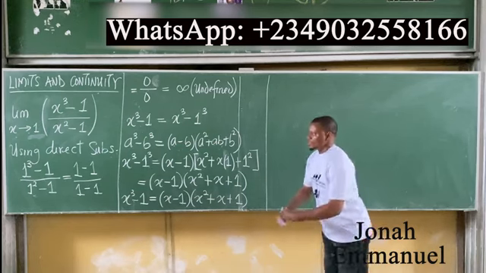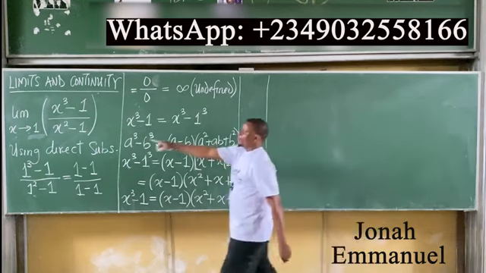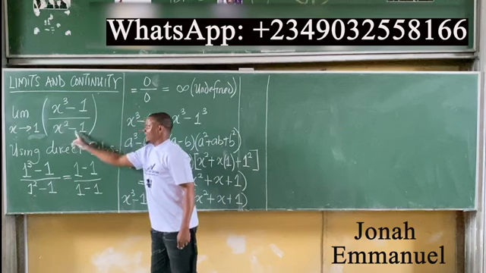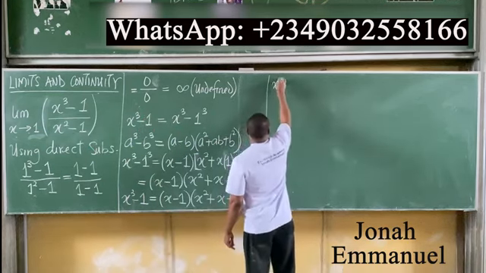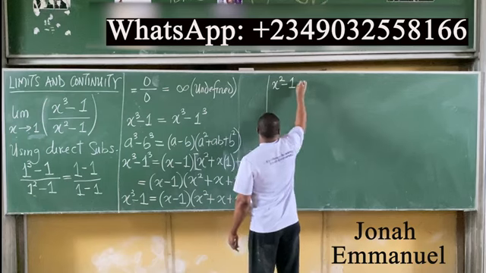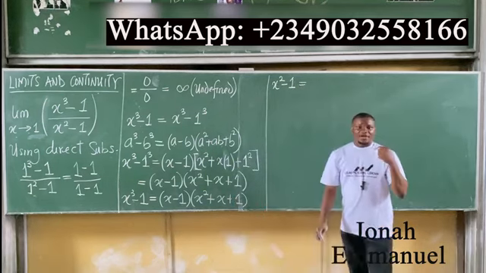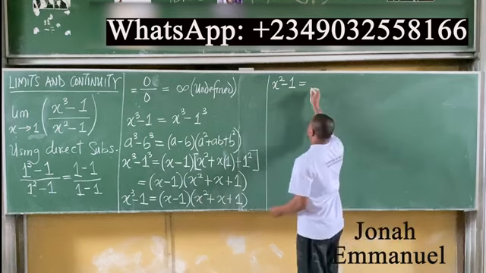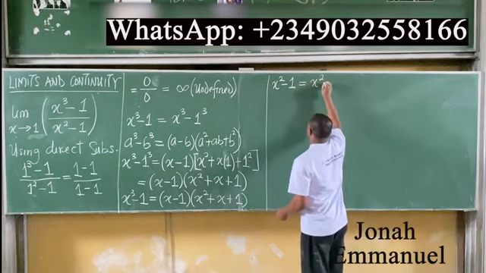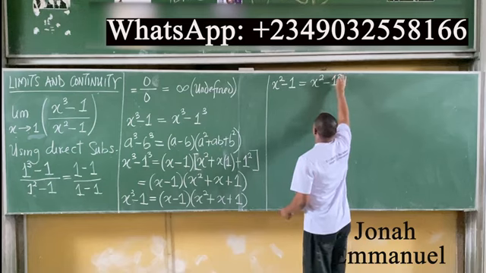Let's go to the denominator. In the denominator, I have what there? x squared minus 1. This becomes what there? A difference of what? 2 squares. x squared minus 1 is the same as what there? x squared minus 1 squared.